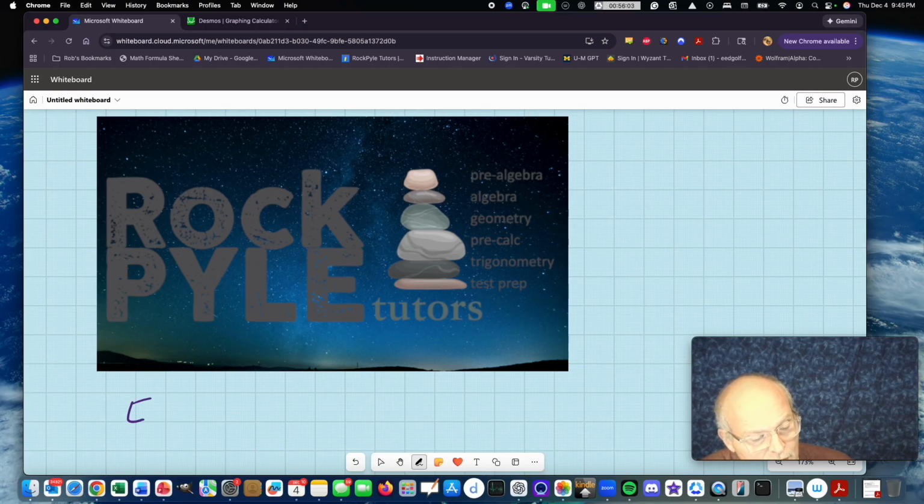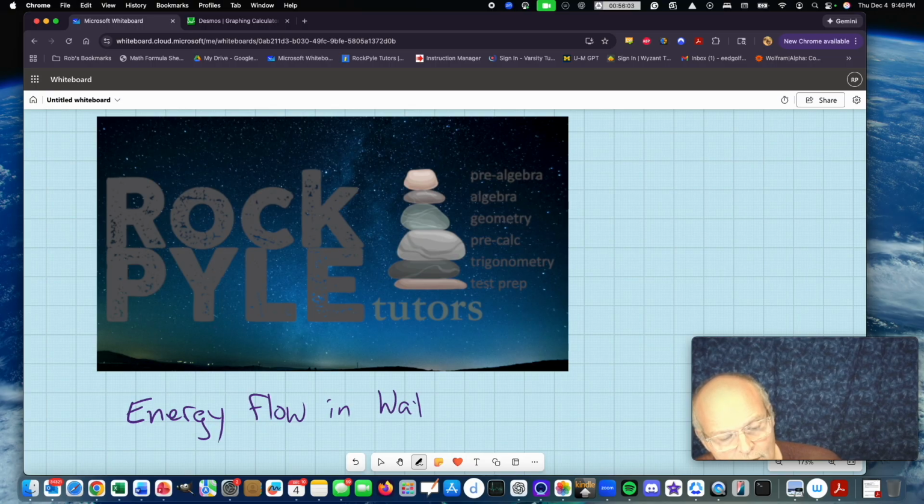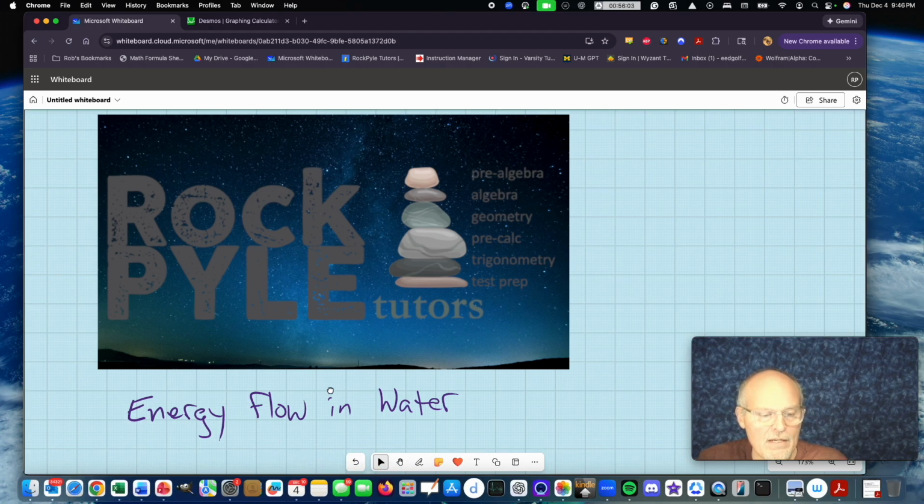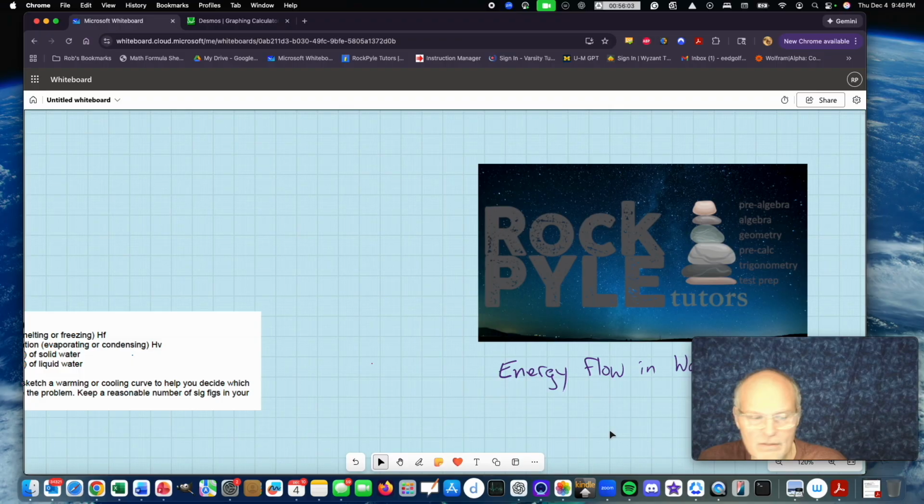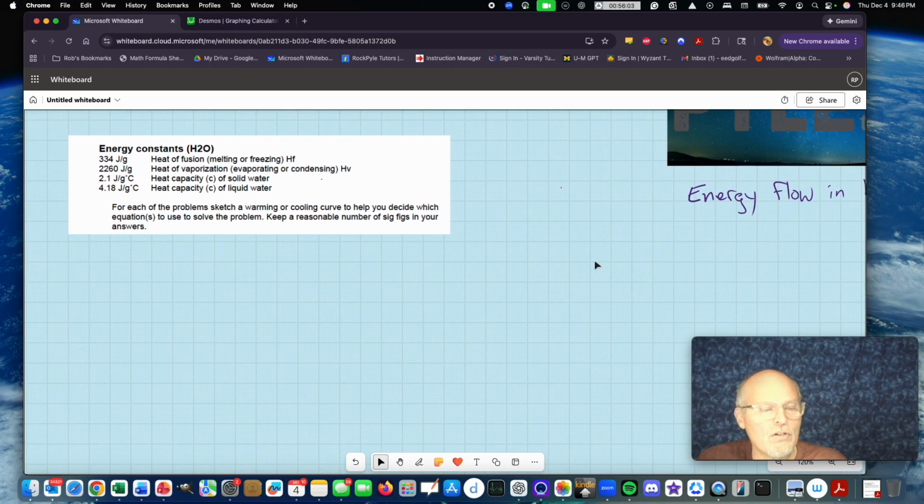We are going to look at energy flow in water as we go between solid water or ice, liquid water, and gaseous water or steam. And then what we're going to do here is we're going to look at the different things that we can do. So let's look at the states of water.